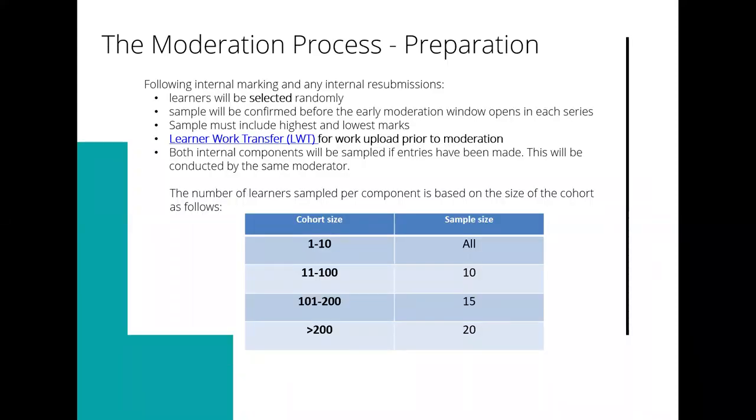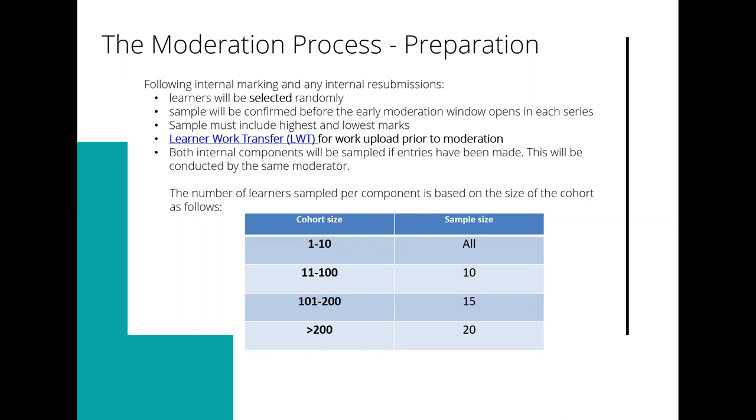Right, the moderation process, how this works. Now, like I said, you submit those marks. Learners' final marks are inputted onto Edexcel Online. Learners then will be randomly selected by Pearson systems. In terms of, you know, they will randomly select the learner names. And those are the ones that go to the moderator. The sample will be confirmed before the early moderation window opens in each series so that work can be prepared for that moderation. Okay. This could be before you put in the marks.